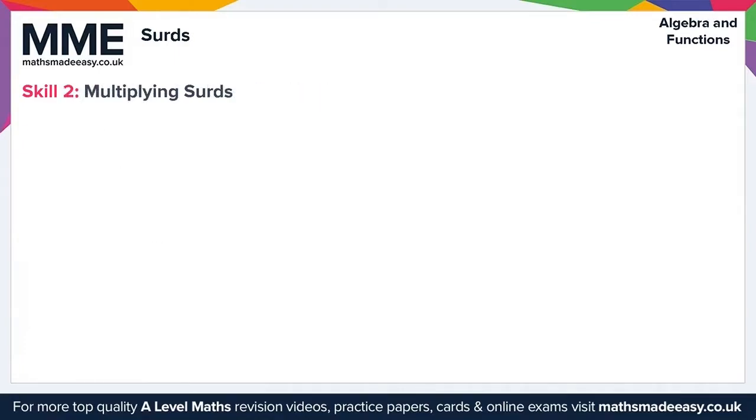Let's take a look now at skill 2 on multiplying surds. To multiply surds, you just need to multiply the numbers inside the square root. So if we've got the square root of a times the square root of b, this is equal to the square root of a times the square root of b, and we can write that under one square root as the square root of ab. In that case, this would be the square root of a times b.